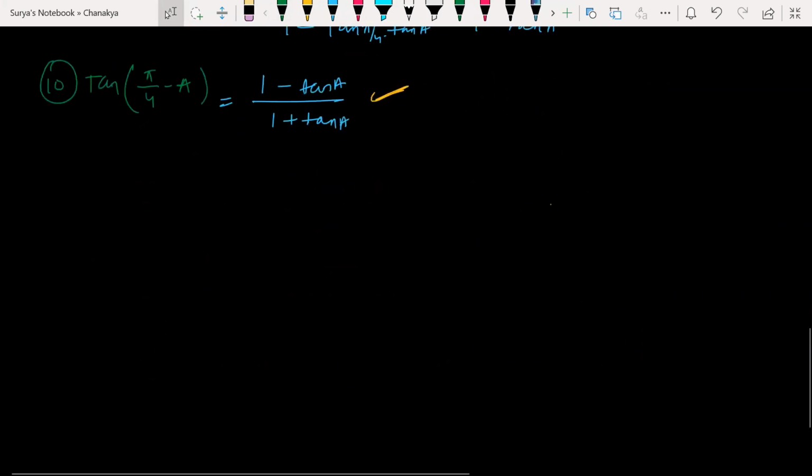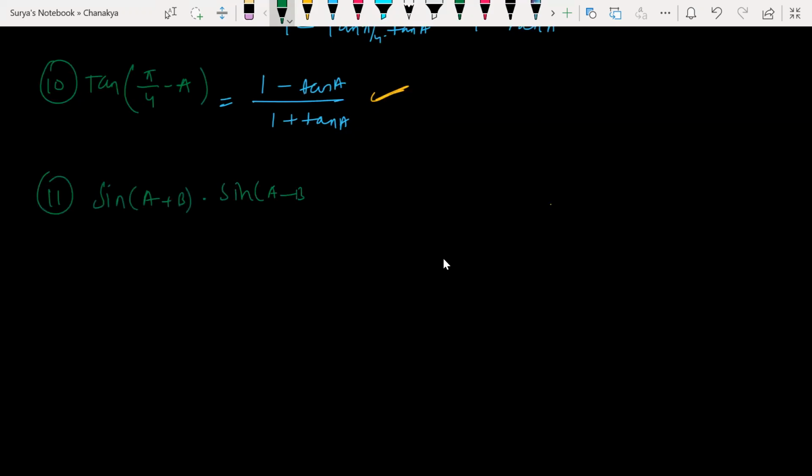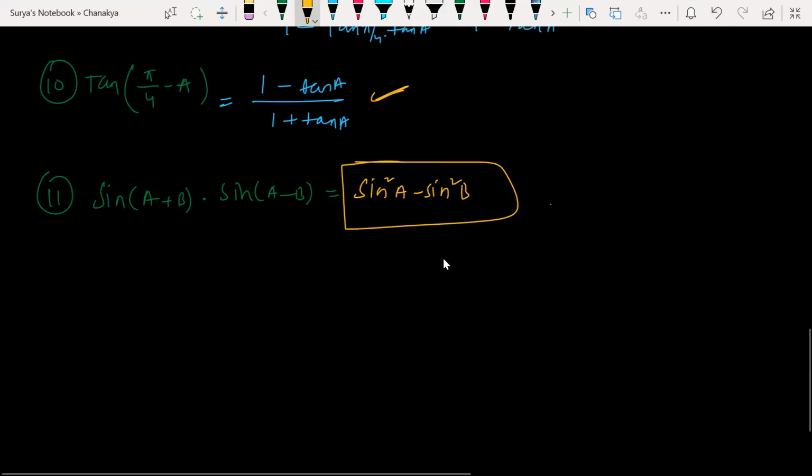All right. So we have 10 formulas, now the 11th formula. Let me write here. Now let us talk about sin A plus B into sin A minus B. How can I write the formula of this? Multiply both. If I multiply, what would I get? I'm just writing this after multiplication. For this, I'll be having two formulas.